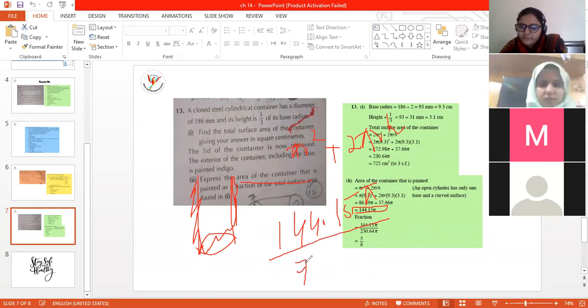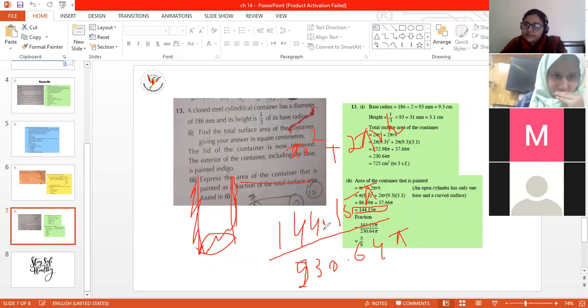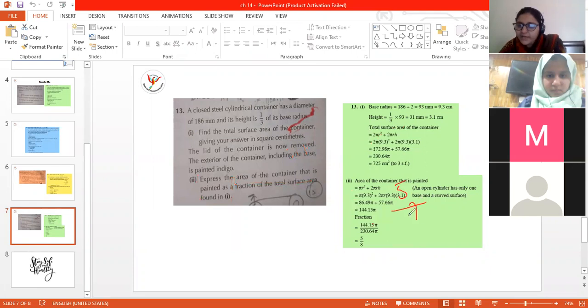230.64 pi. Clear? Express as a fraction the surface area of the container which is painted to the total surface area of the closed cylinder. That is this one. Now by solving it out, pi is cancelled with pi. By solving it out, we will come to know the answer, which is 5/8.